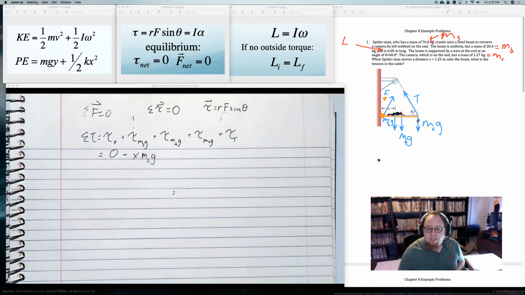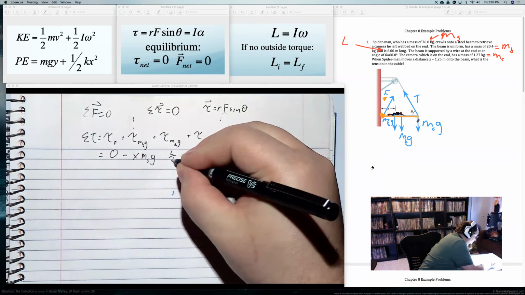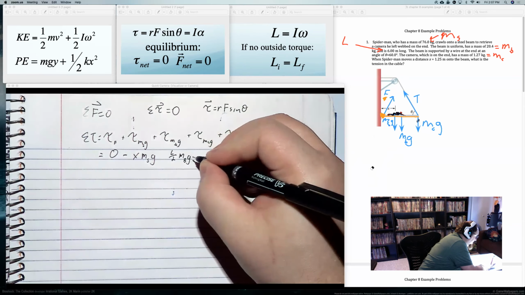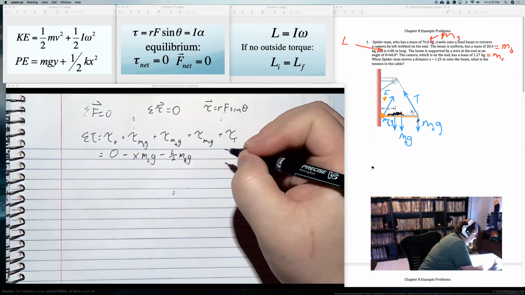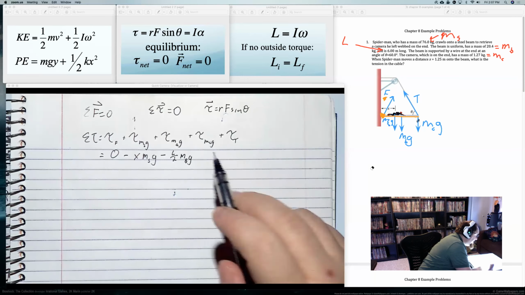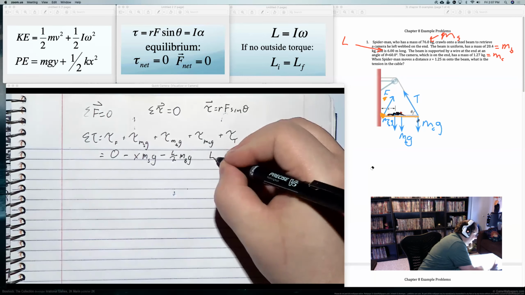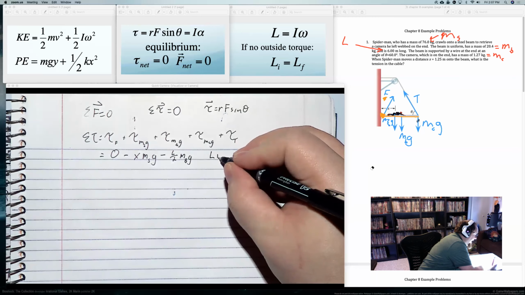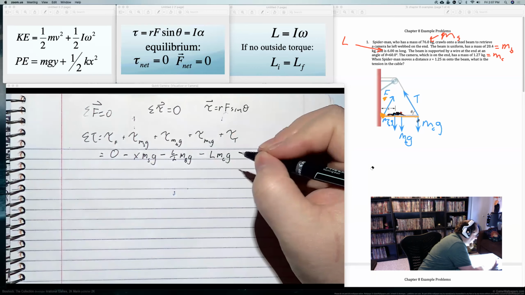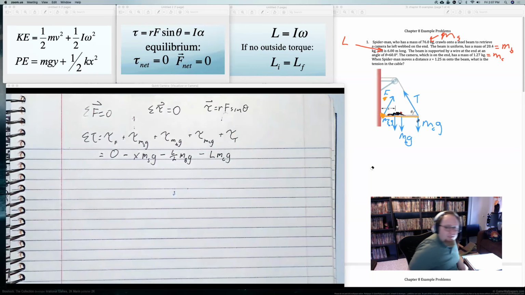My next torque going down is the one for the beam. For the beam, I'm going to say the torque happens halfway down it, so R is L over 2. The force is the mass of the beam g. This is also clockwise and also at 90 degrees. My next one is the camera. The camera is at the end of the beam, has a force of mass camera g, is still clockwise, and is still at 90 degrees.